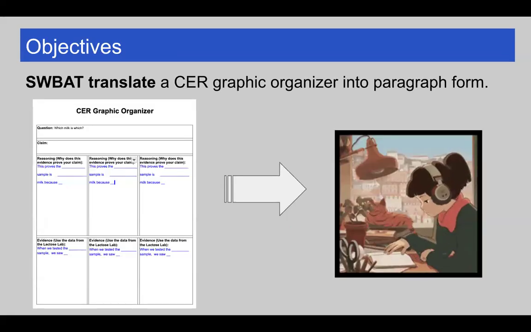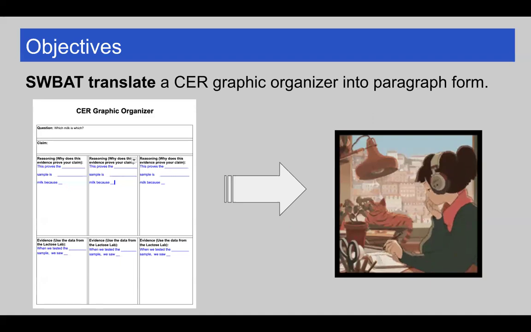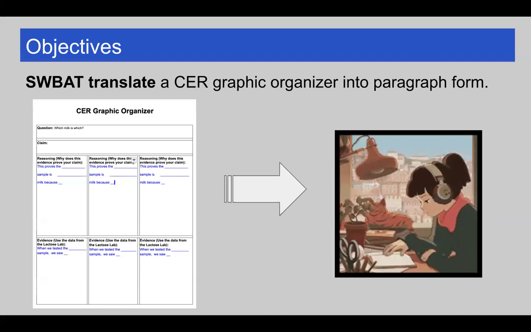Our objective today is that you're going to be able to translate our CER graphic organizer into paragraph form. So there's the paper that we work with, usually with our CERs, and we're going to be changing that into paragraph form today. Paragraphs are how scientists write conclusions for their lab. So we're taking our next step towards being fully fledged scientists.